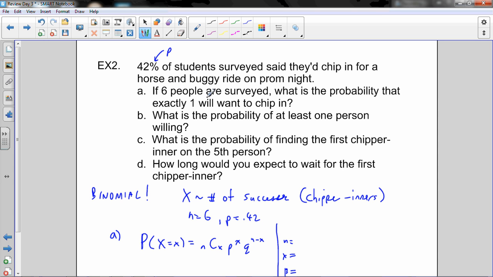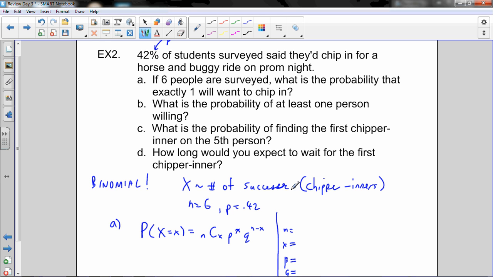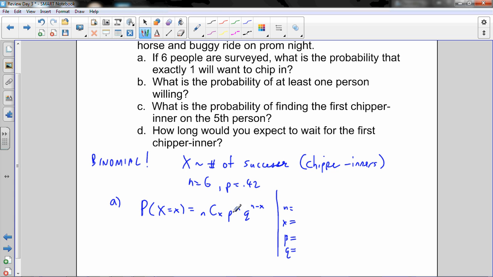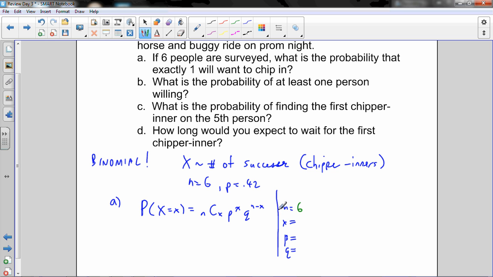6 people are surveyed. What is the probability that exactly one will want to chip in? Well, if we define this as a binomial situation where we're interested in the number of successes, and we're interested in how many people will want to chip in, then we've got n is 6. The probability of success is 0.42. As long as you pull the formula off your formula sheet right, this should be just fine. I'm going to change colors here. n was 6. x in this case was 1. Exactly 1. Probability of success was 0.42. Probability of failure is 1 subtract that, 0.58. And then it's just a calculator problem, right? Watch your style.